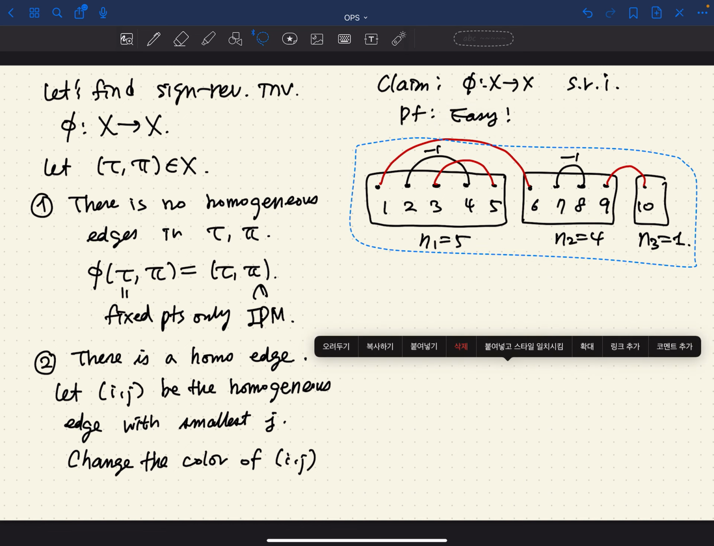Okay? And the theorem is... let me just erase this. We don't need this. The number of inhomogeneous set partitions, just like you can imagine, this is the best thing we can imagine, right? So let's see if you can prove this.